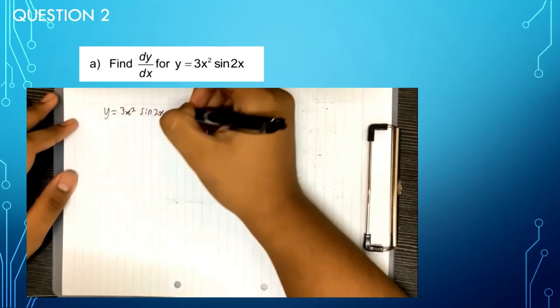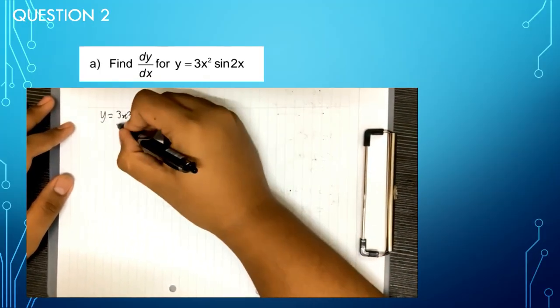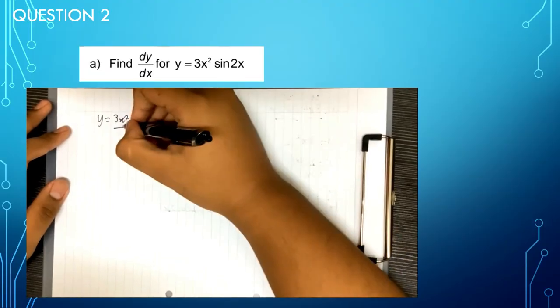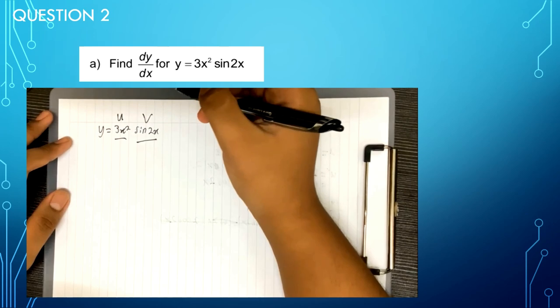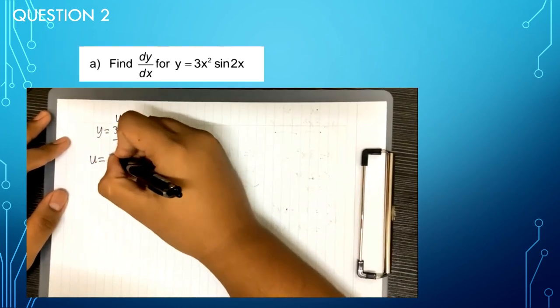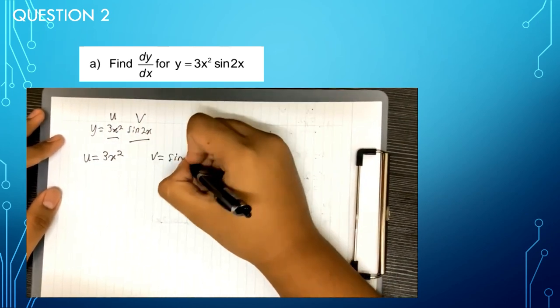Okay, let's begin. For this equation, we need to use the product rule because there are two types of function, this and this. First of all, you need to label them. For this function, call it u, and for the other one, v. For the product rule, we rewrite it again: u equals 3x to the power of 2 and v equals sine 2x.